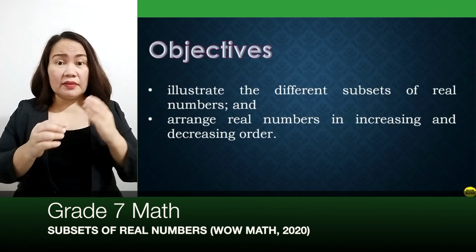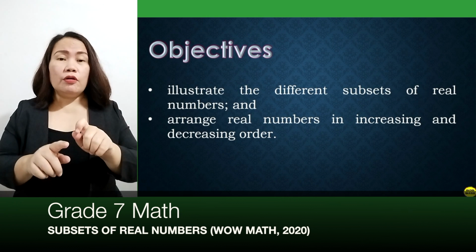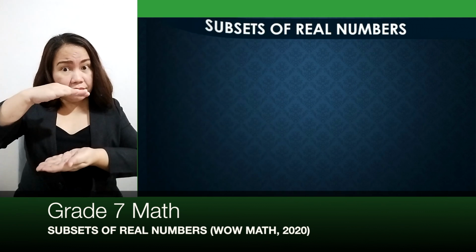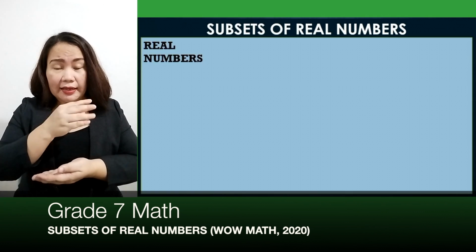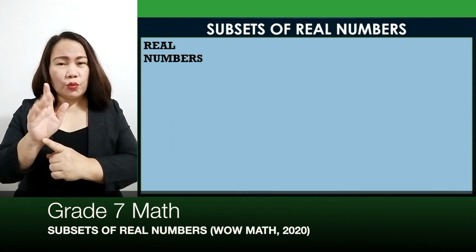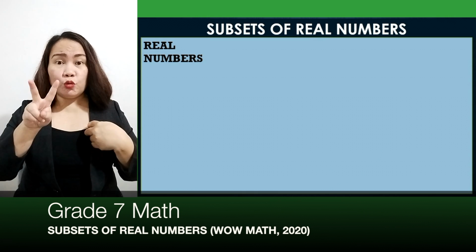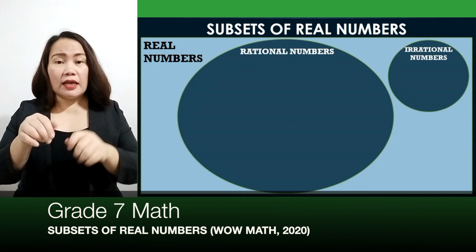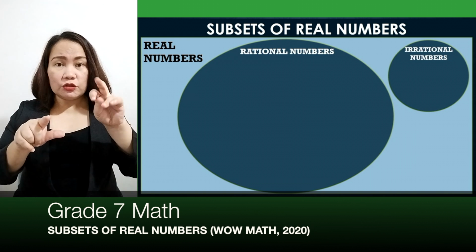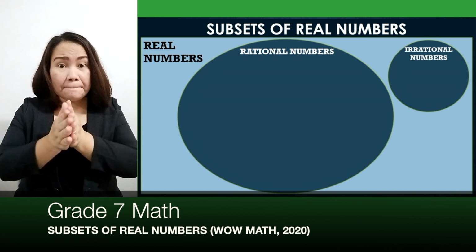Okay, so our objectives are to illustrate the different subsets of real numbers and to arrange real numbers in increasing and decreasing order. So first, let's have the illustration of the real number system. The real numbers have two subsets, the rational numbers and the irrational numbers. As you can see, yung rational numbers natin is bigger than irrational. Why? Kasi marami tayong rational numbers.